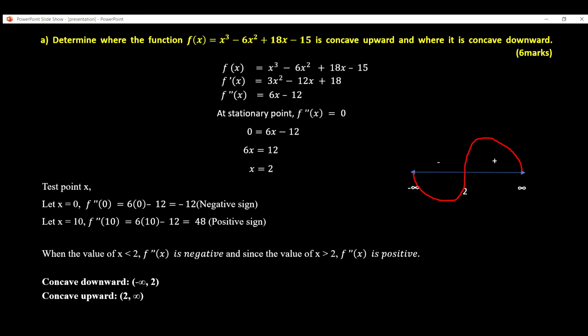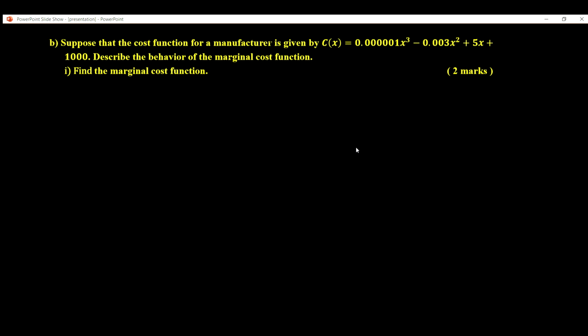Let's see the next question. The question gives us a cost function, C(x), which is equal to 0.000001x cubed minus 0.003x squared plus 5x plus 1000.